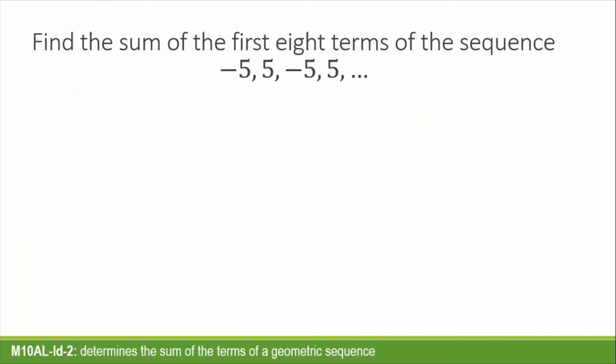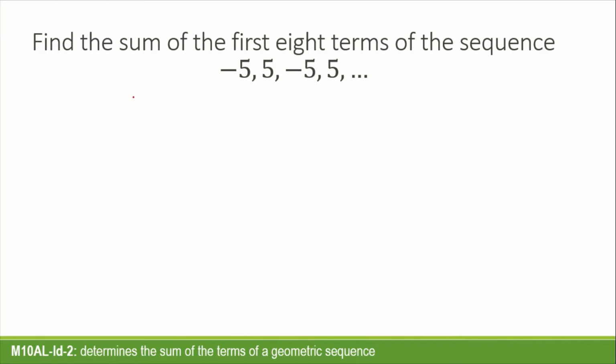Find the sum of the first 8 terms of the sequence. Negative 5, 5, negative 5, 5. So, pare-pareho yung terms, yun nga lang, ang sign niya ay alternate. So, ang common ratio natin ay negative 1. To check, 5 divided by negative 5 is negative 1. Kaya naman, negative 5 divided by 5 is still negative 1. So, again, pare-pareho yung mga numerical values ng terms, pero alternate ang sign. Negative, positive, negative, positive. So, the common ratio is negative 1.